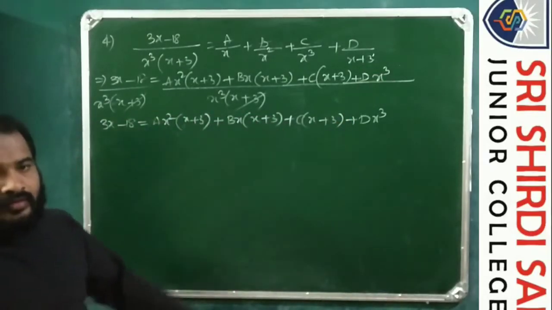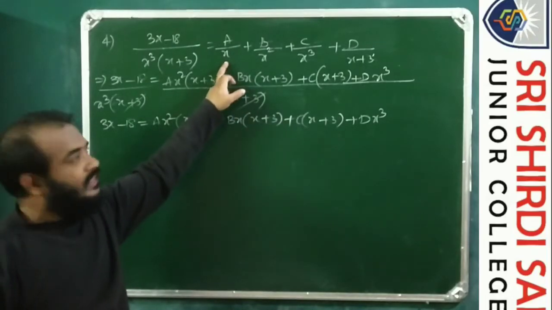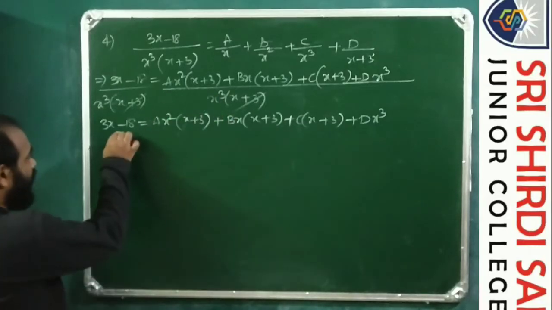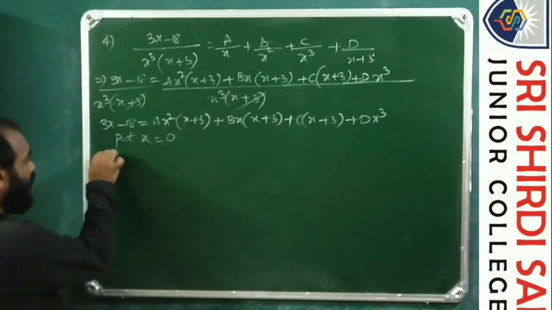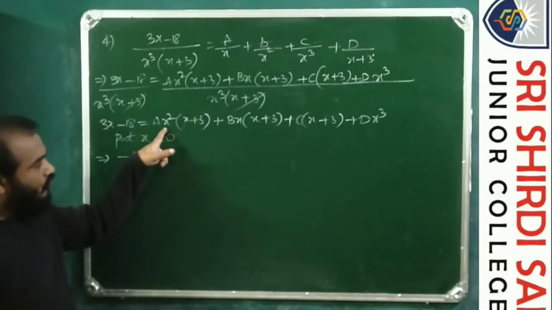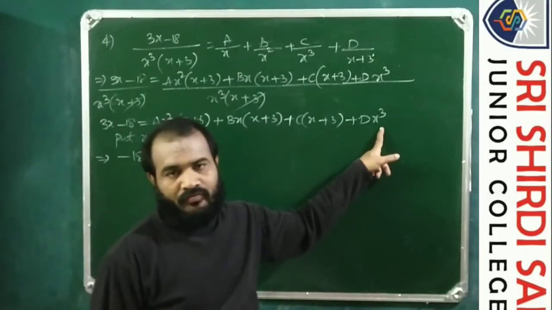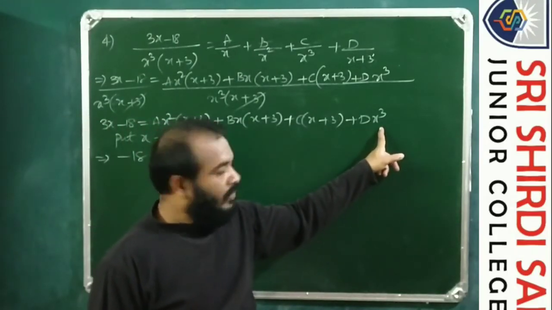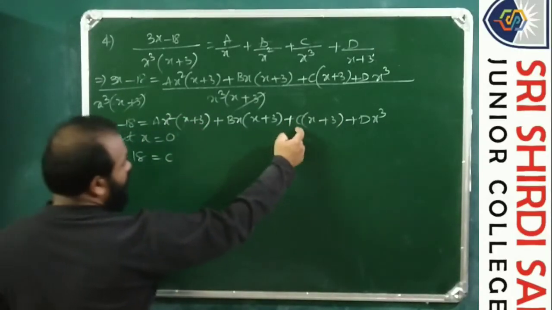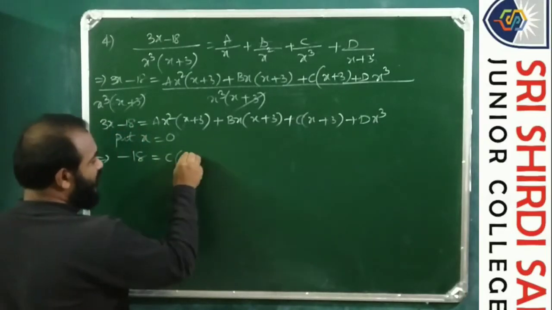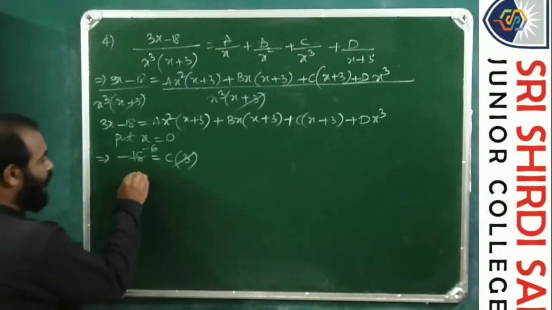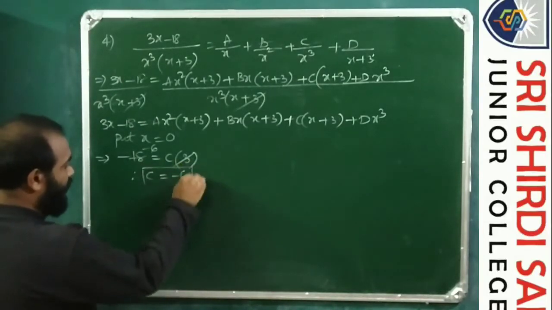Here we can substitute 0 for x and minus 3 for x in the equation. Put x equals to 0. 3 into 0, 0, minus 18. So here 0 square, here 0, and the last one will become 0. So we are left with the third term, c term, c into 0 plus 3 is 3. 3c is minus 18. So therefore c is equal to minus 6.